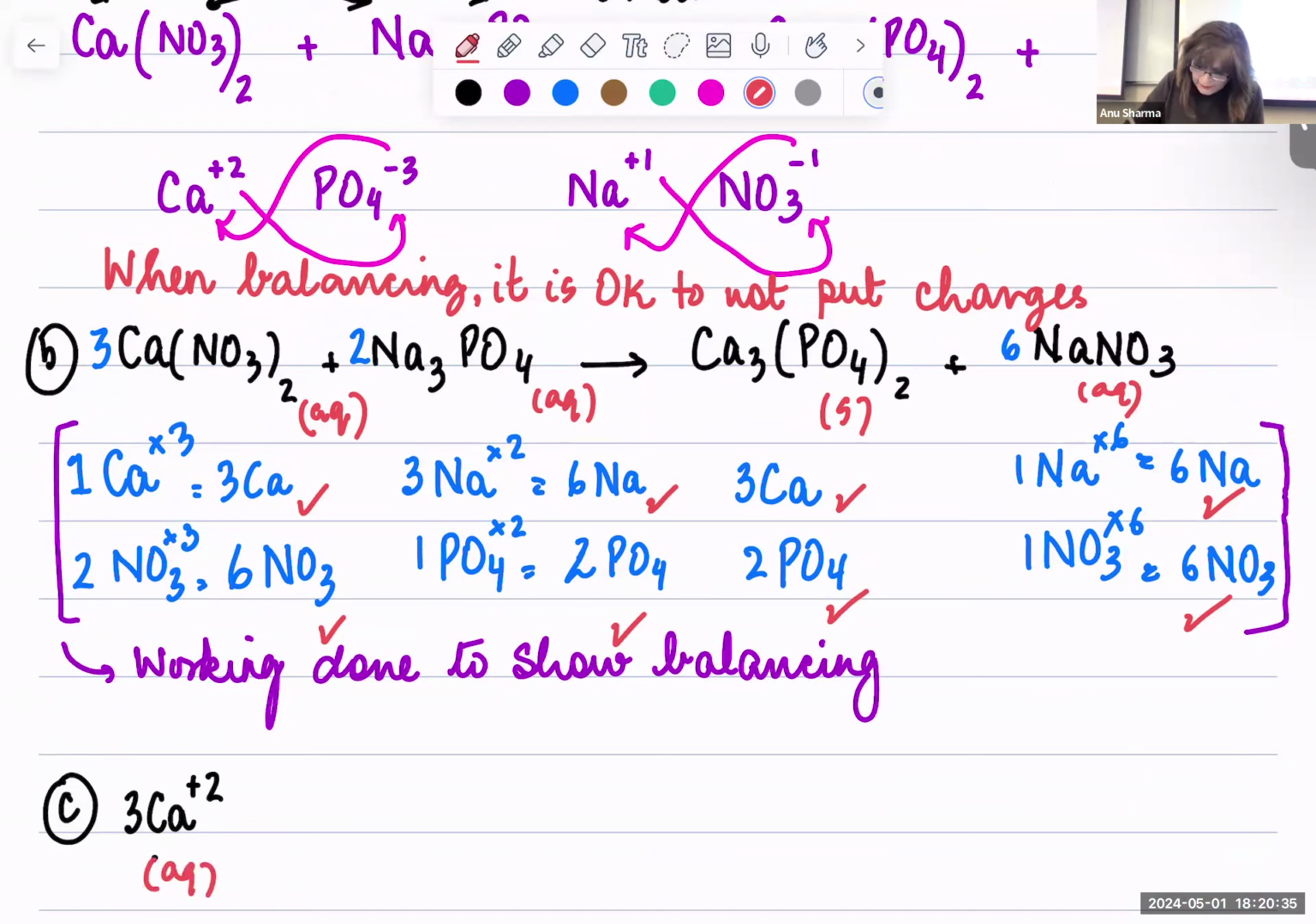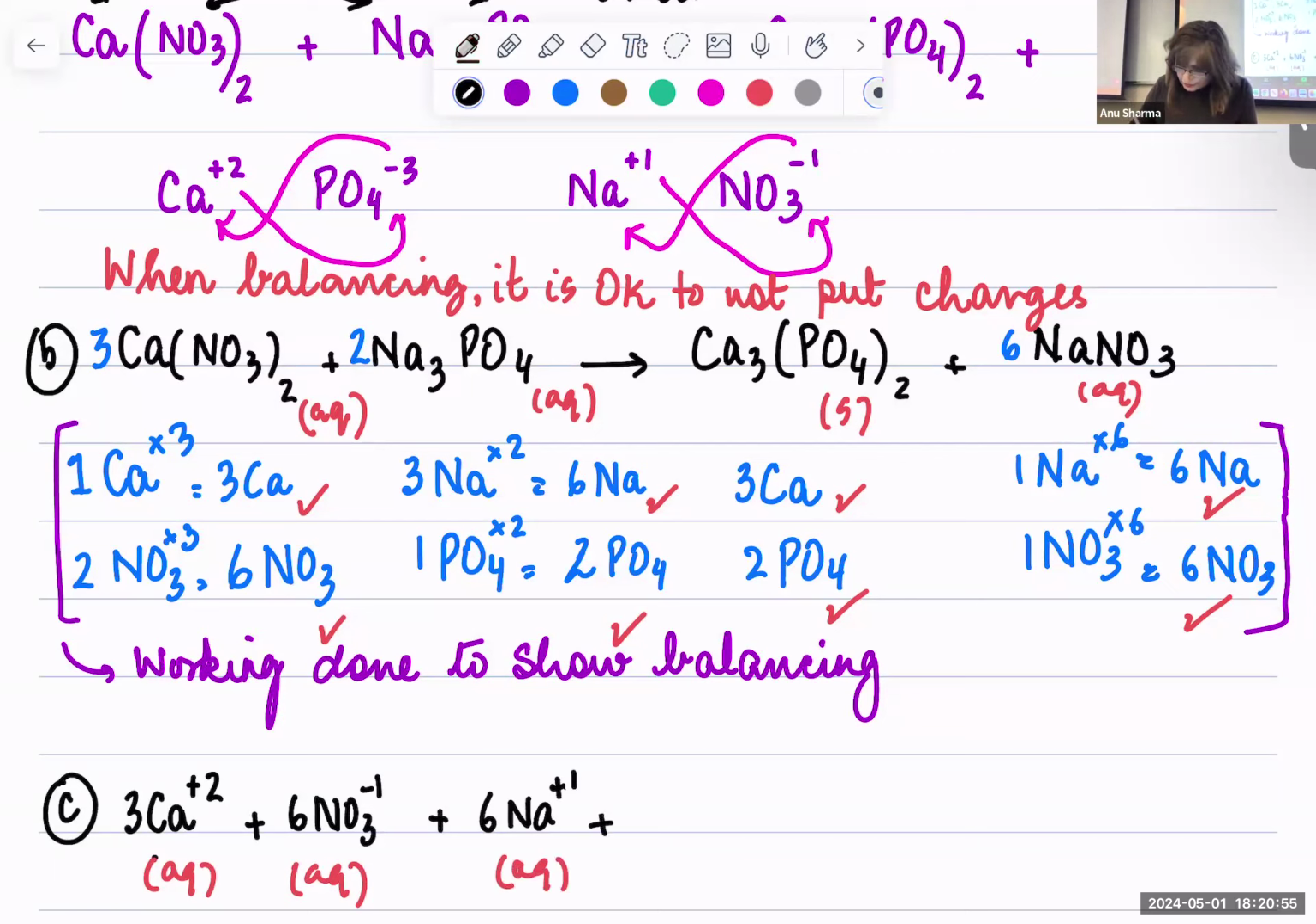So now that means there will be 3 calciums, aqueous. And there are going to be 6 nitrates. So just copy exactly, just put charges then. At least you have this part covered. Next you have 6 sodium with charge +1, and then you put aqueous. And next are the 2 phosphates, PO4 -3, aqueous.